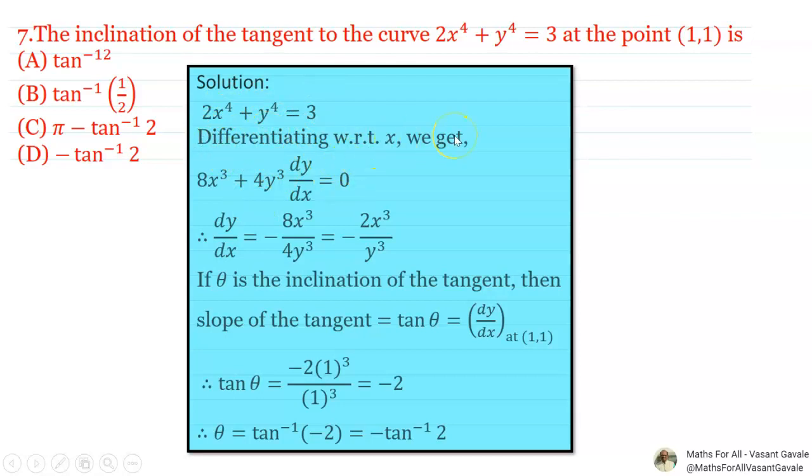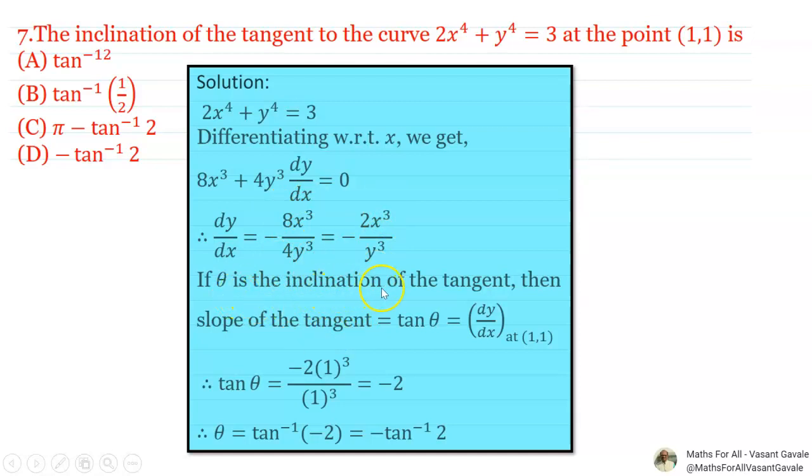Differentiating this with respect to x, we get, as it is an implicit type function, the derivative of 2x raised to 4 is 8x cube. Derivative of y raised to 4 is 4y cube into dy by dx. Derivative of 3 is 0. Therefore dy by dx is equals to minus 8x cube upon 4y cube. Therefore you will get minus 2x cube upon y cube.